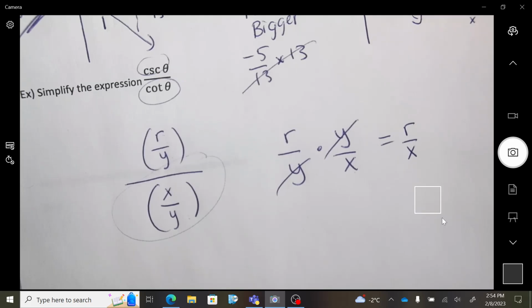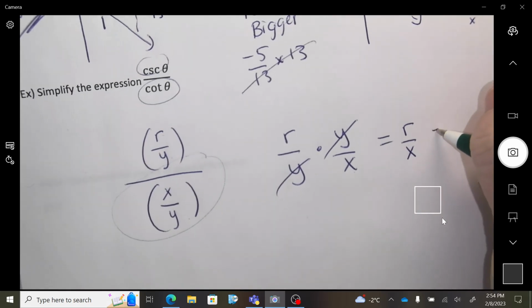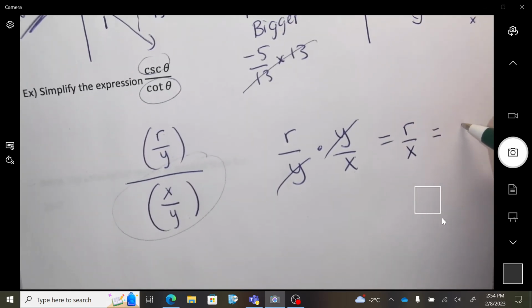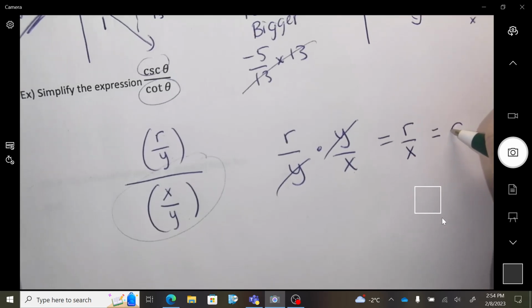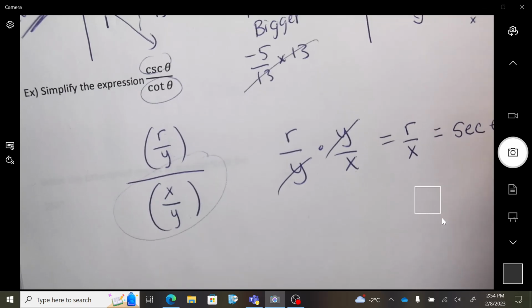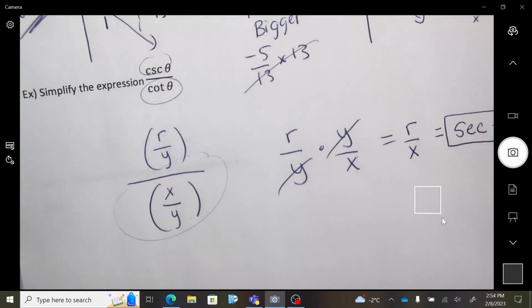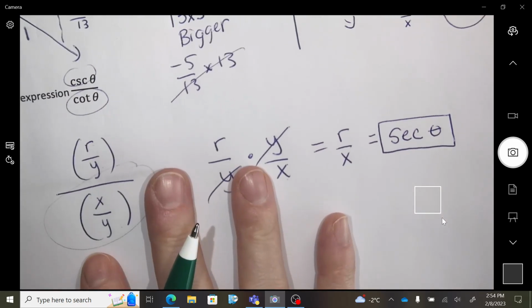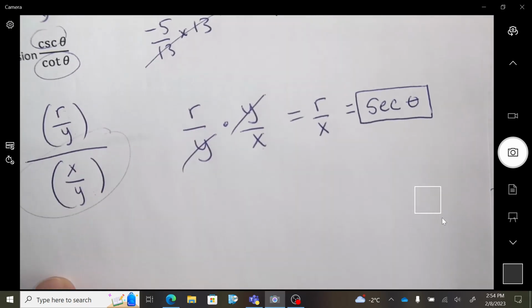Which matches to what on my formula sheet? Sec angle. Is it cos? No, it's sine, because it's the opposite. Oh, you're right, no, it is cos. I don't know. Secant.